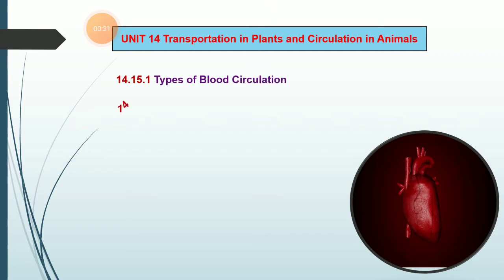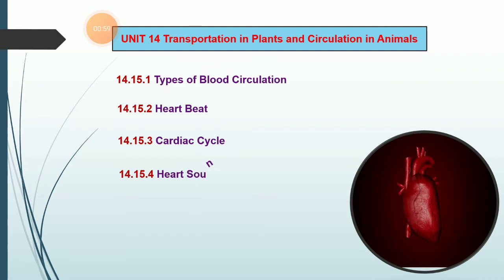14.15, the second one, heartbeat. 14.15, third one, cardiac cycle. 14.15, fourth one, heart sound. Let us see one by one in detail in this video. First one, types of blood circulation.